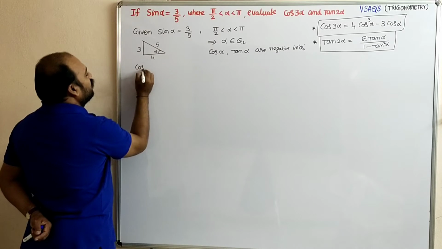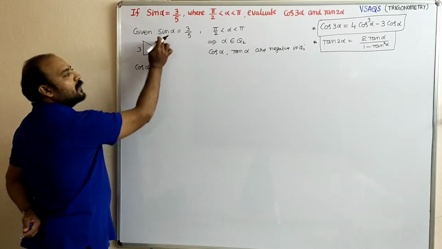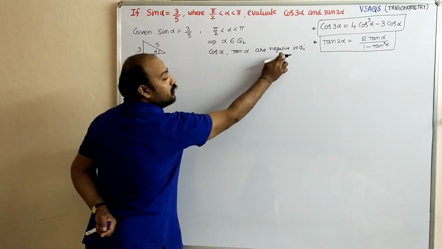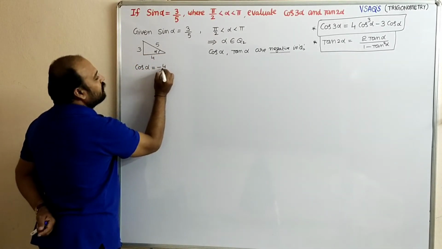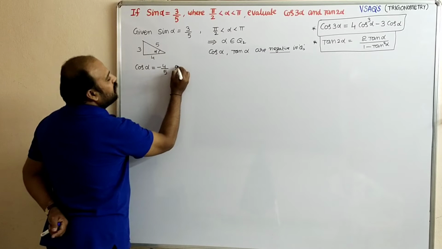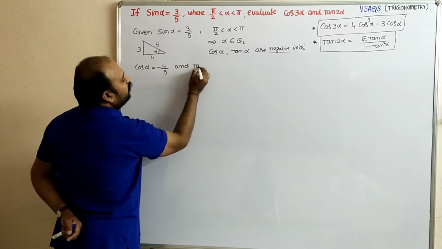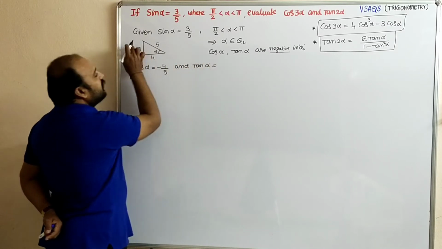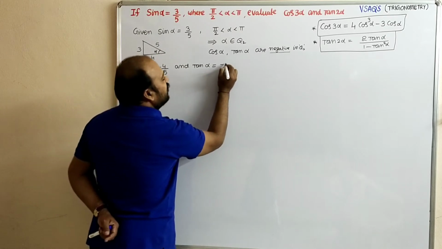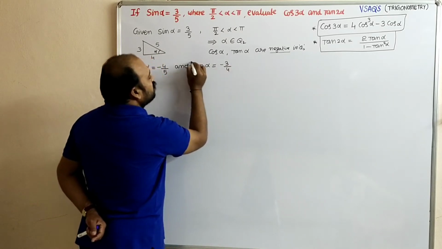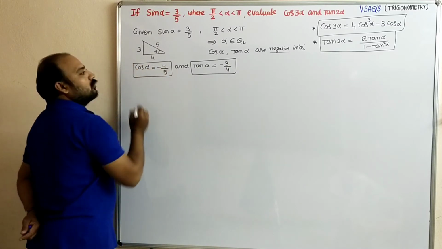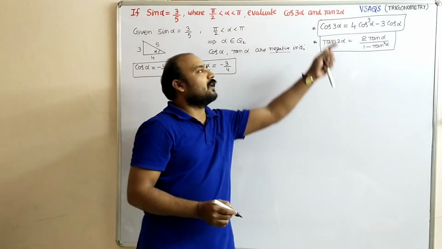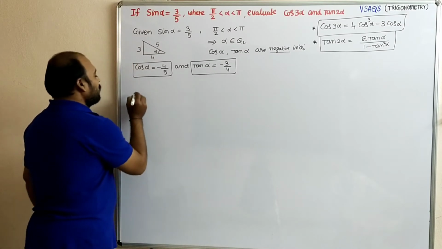Cos alpha equals adjacent side by hypotenuse, but it is negative now. So whenever it is negative, you write it as minus 4 by 5. And tan alpha equals opposite by adjacent side, so minus 3 by 4. So we got these values. Now one by one you can calculate. Cos 3 alpha, the first one.